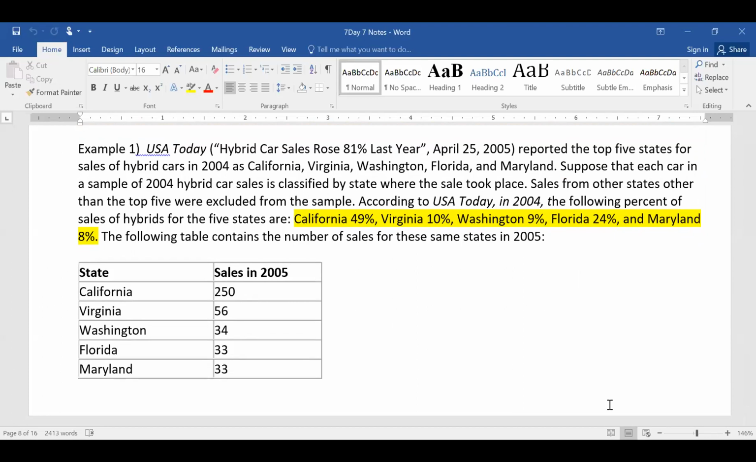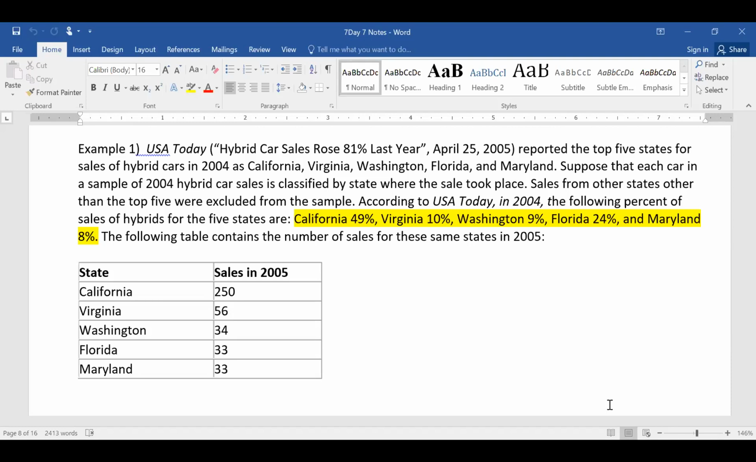So out of all the states, those are the top 5 states that had the most sales of these types of cars. Suppose that each car in a sample of 2004 hybrid car sales is classified by the states, and the sales for the states outside the top 5 were excluded from the sample. According to USA Today in 2004, the following percentages: California had 49%, Virginia 10, Washington 9, Florida 24, and Maryland 8%.